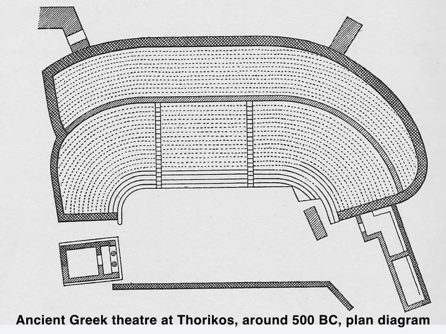In this presentation, I'm going to look at the spatial type of the theatre. This is the reconstructed plan of an ancient Greek theatre at a place called Thorikos. It dates from around 500 BCE. The theatre has four distinct spatial components. Two are related to the prehistoric house, the other two are innovative.